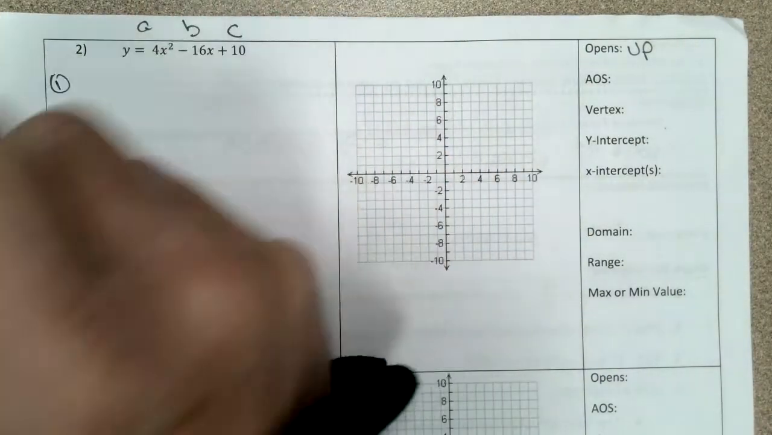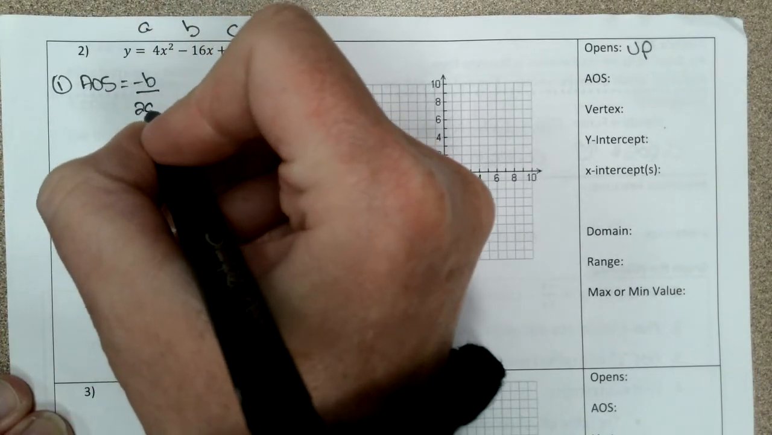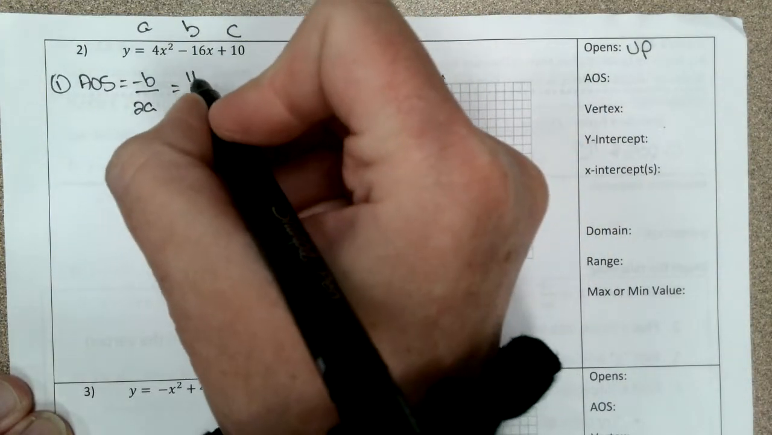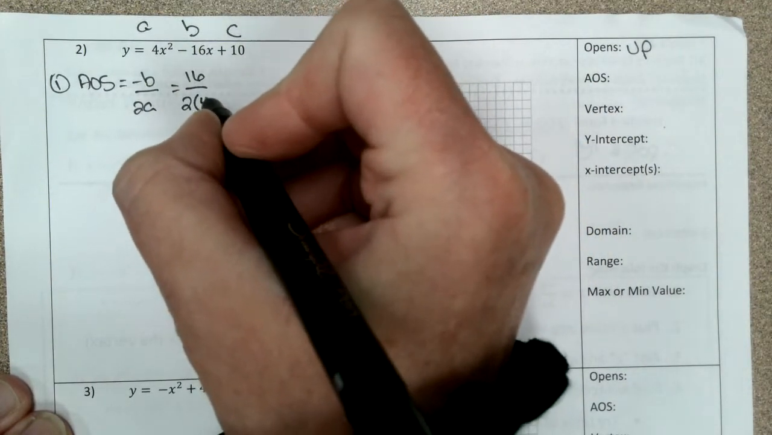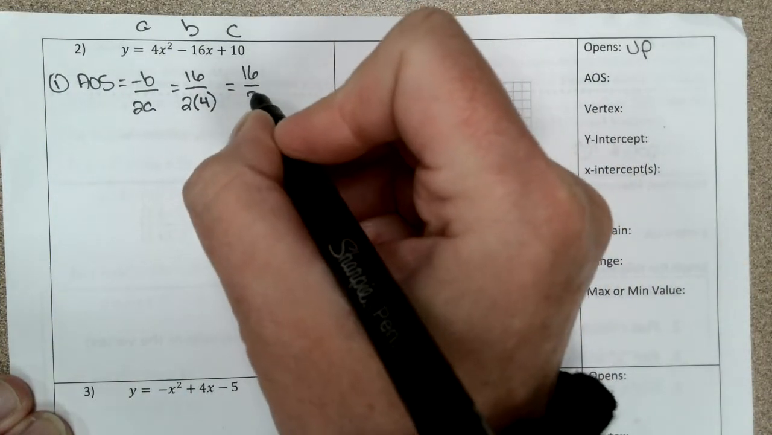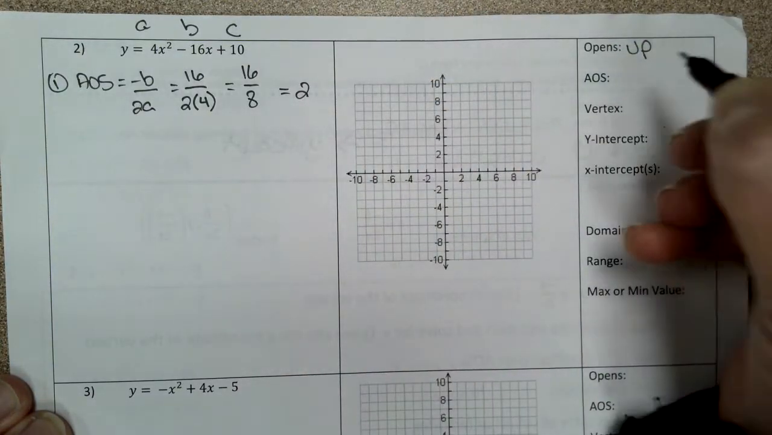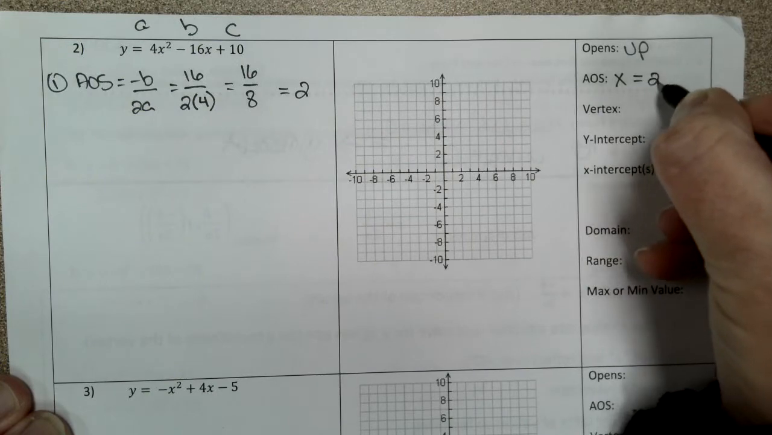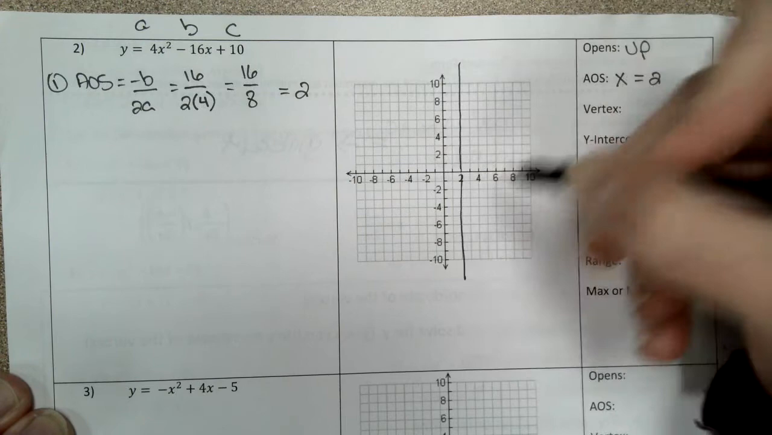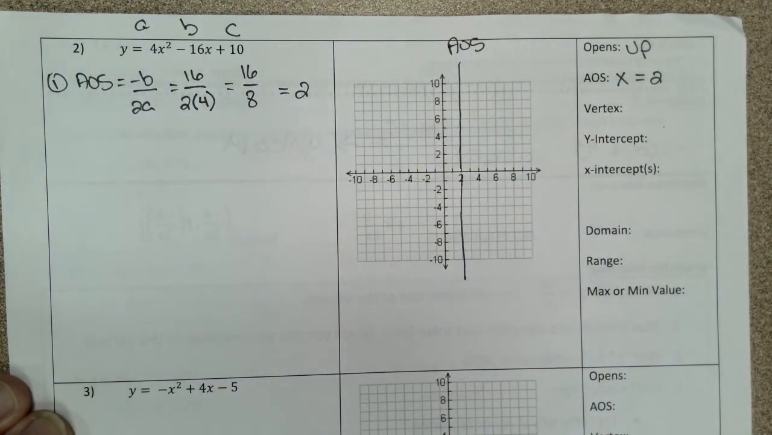Step number 1, you want to find your axis of symmetry, opposite of B over 2A. Opposite of -16 is +16. Plug in 4 for your A. That's 16 divided by 8, which is 2. There's my axis of symmetry.